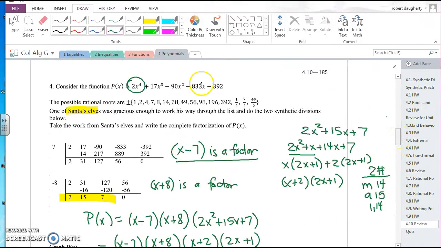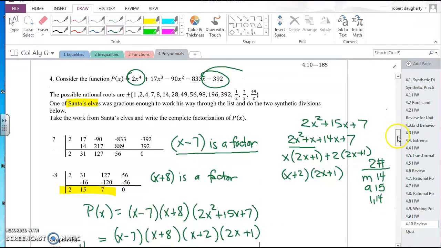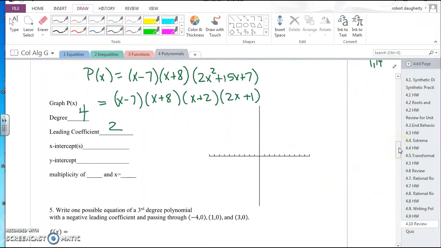Y-intercept, best place to get that is right here. It's negative 392. So the y-intercept is (0, negative 392). The x-intercepts come from my factorization. So my x-intercepts are (7, 0), (negative 8, 0), (negative 2, 0), and it looks like (negative 1/2, 0). That comes from looking at all of my factors. There is no multiplicity here, because none of those factors are repeated.